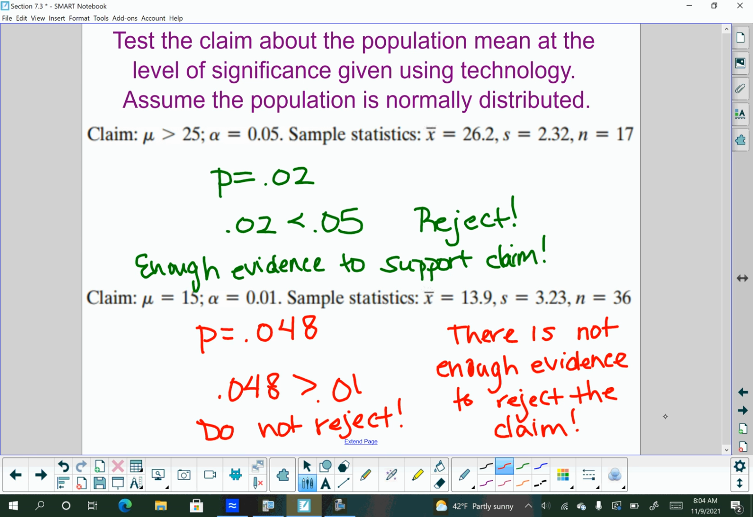Now down here, the claim is the null, and we do not reject it because we get a value that's greater than our level of significance. So you would say there is not enough evidence to reject. Okay, so be very careful with the wording. So there either is or is not, depending on if you reject or do not reject. If your claim is the alternative, you use the word support. If your claim is the null, we're going to use the word reject.